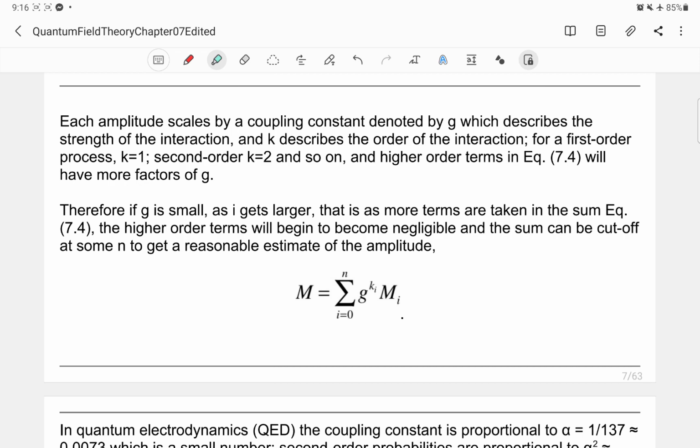And of course, if your g is very small, then g to the k gets smaller as k gets larger. Therefore, the higher order terms will begin to become negligible, and the sum can be cut off at some n to get a reasonable estimate of the amplitude. And again, this is given by the expression for the total amplitude.